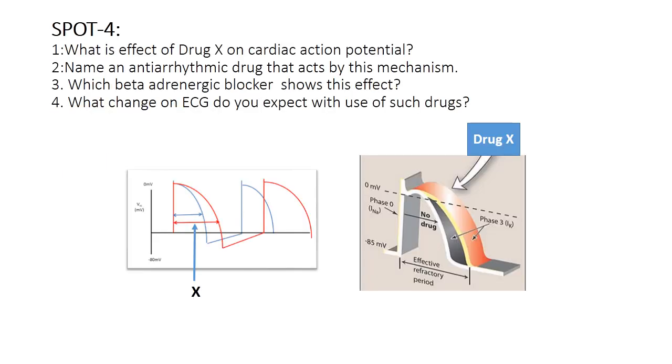Spot 4 is based on a pictorial. What is the effect of drug X on the cardiac action potential? If you look at the point X, there is prolongation of effective refractory period. Name an antiarrhythmic drug that acts by this mechanism. There are many drugs actually. Which beta adrenergic blocker shows this effect? And what changes do we expect on ECG when a patient is taking such a drug?